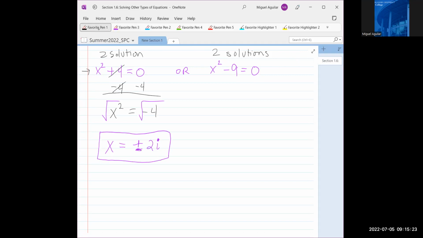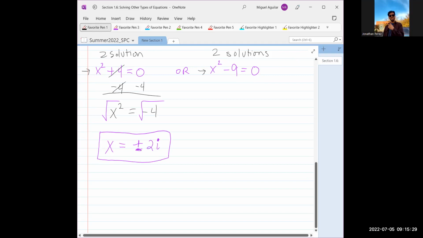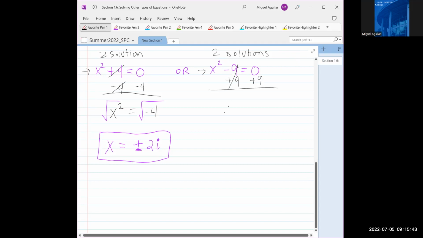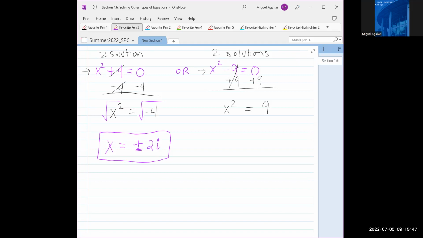And how do you guys want to start this one off? The x squared minus 9 equals 0. By adding 9 to both sides. Yeah, that's exactly right. We're going to solve it very much the same way that we solved the last one. So we're going to look at that -9 and add 9 to both sides, so we can get the x squared by itself. X squared is equal to 9.